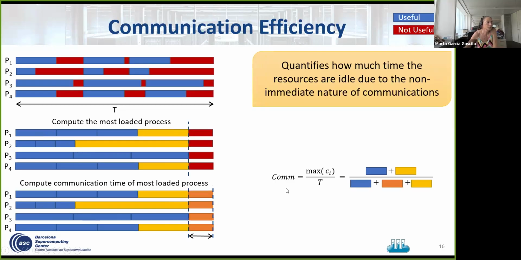The communication efficiency is, once we have the load balance computed, the time that the most loaded process was spending in not useful, so the remaining time, and it can be computed as the maximum compute time divided by the total time.